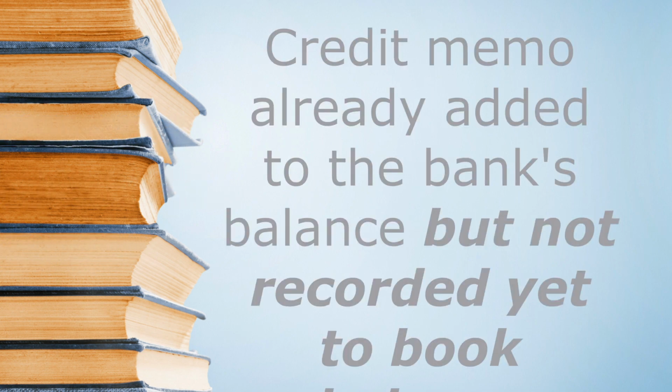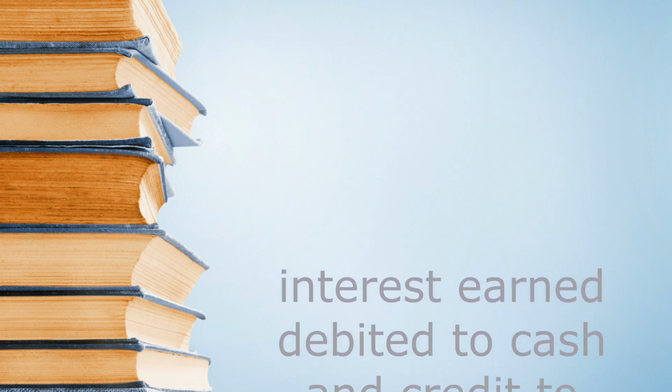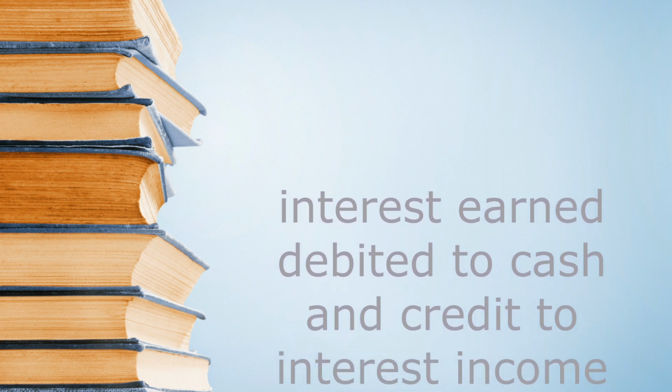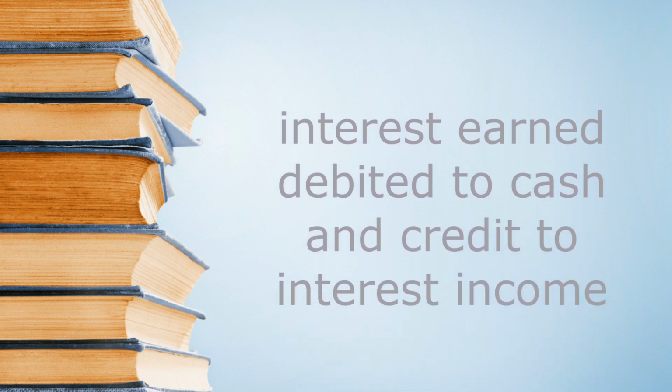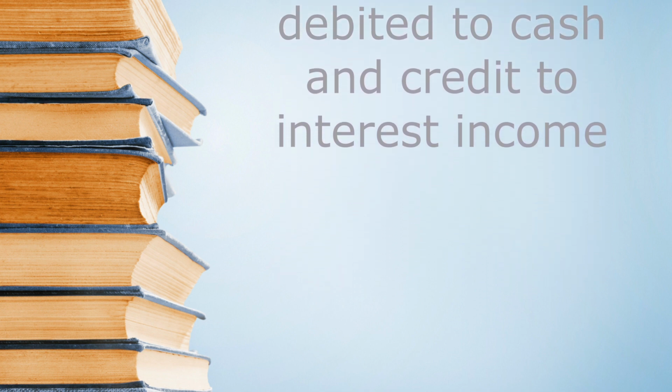Since the amount of the bank's credit memo has already been added to the bank's balance, the bank reconciliation will not reconcile unless the amount is also included in the company's general ledger cash account. To record the bank credit memo, the company will debit cash and credit another account. For example, if the bank statement shows a credit memo of 10 for interest earned, the company will debit cash for 10 and credit interest income for 10. The company's cash account needs to be debited because its asset has increased.